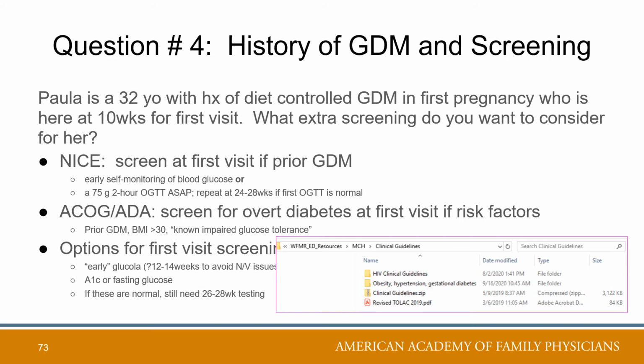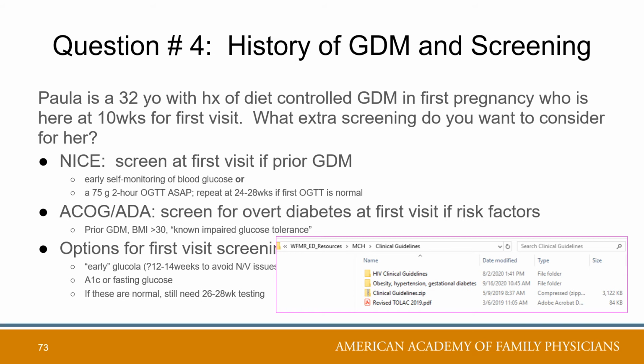So, in the shared folder, and I did have a snapshot here on the bottom right, you can see that there are guidelines related to obesity, hypertension, gestational diabetes, and HIV, as well as the trial of labor after cesarean. So go ahead and refer to those gestational diabetes clinical guidelines.